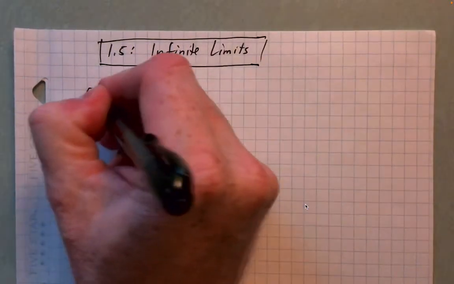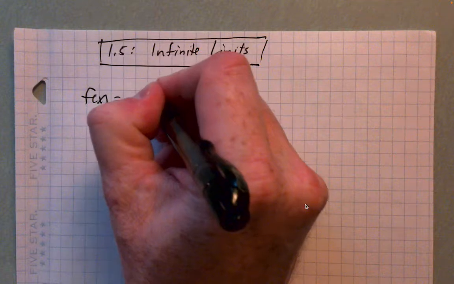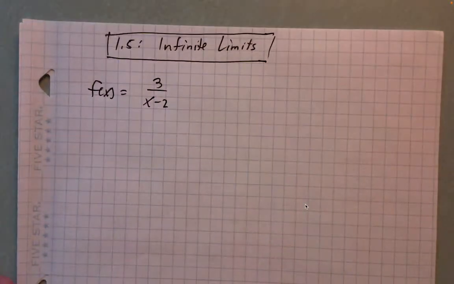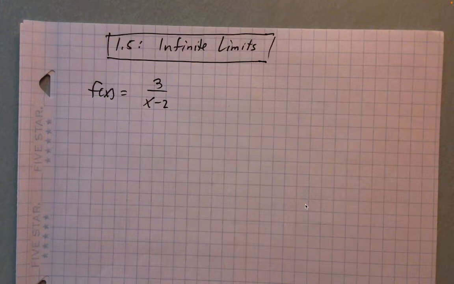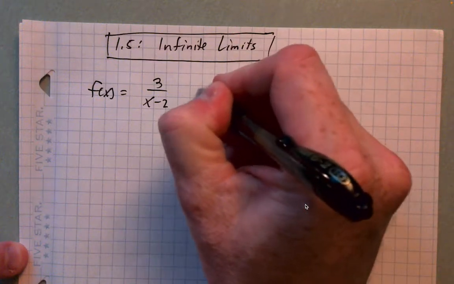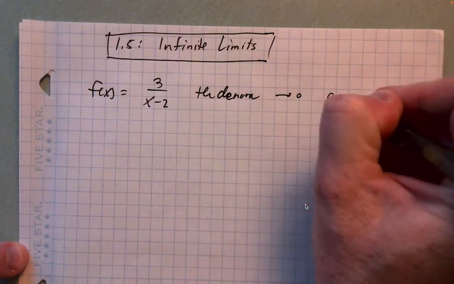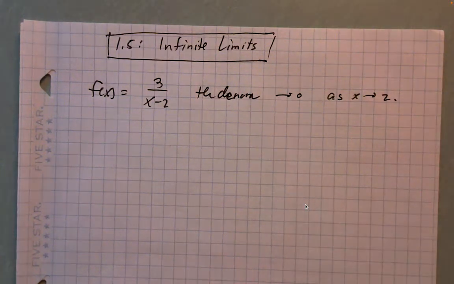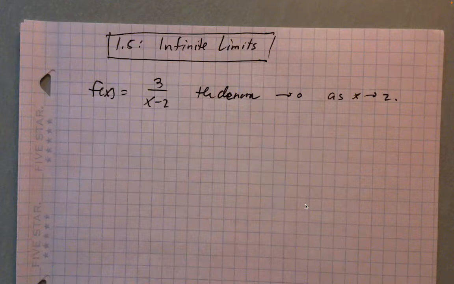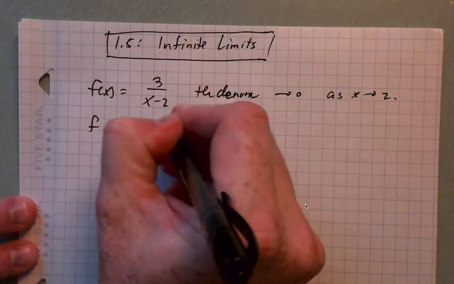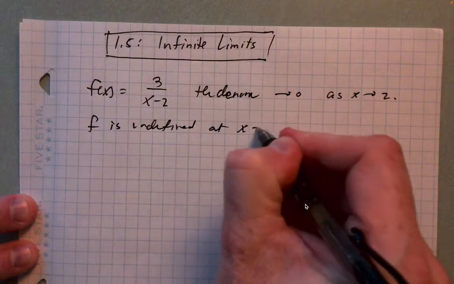Let's consider the function f of x equals 3 over x minus 2. So obviously we can see this is a rational function, and it's going to have a problem in the denominator as x approaches 2. So the denominator goes to 0 as x goes to 2, right? And so obviously the function is undefined at x equals 2. Right, so that we know.